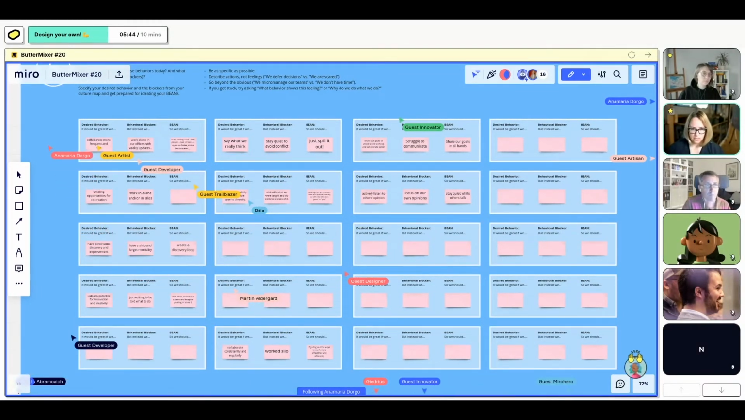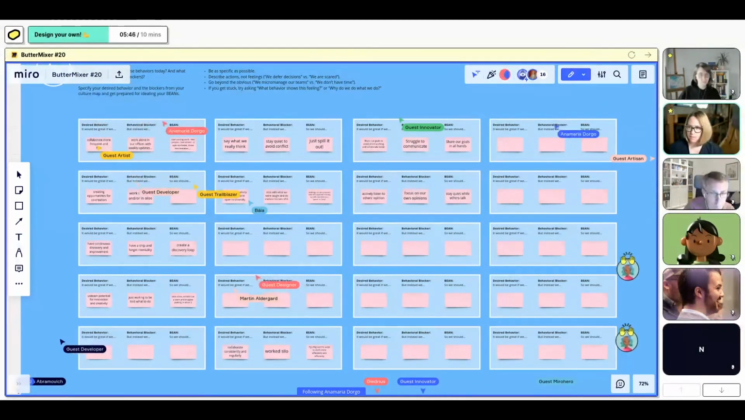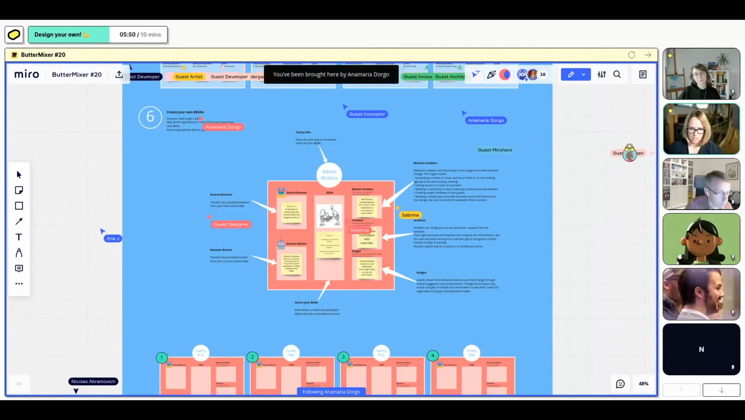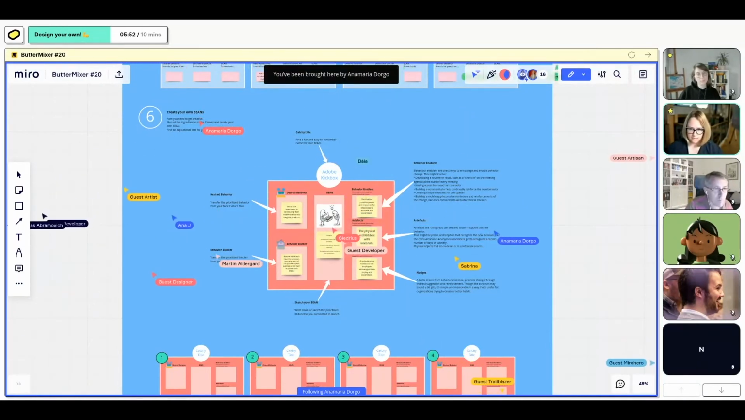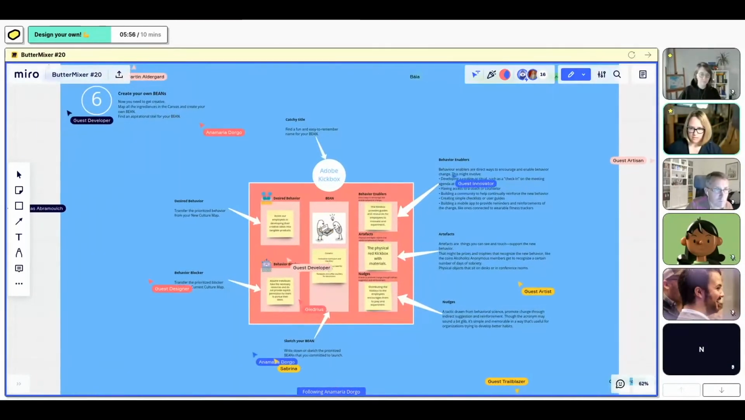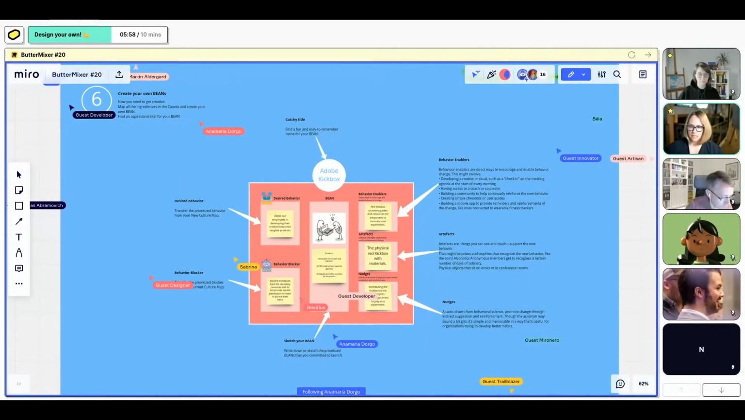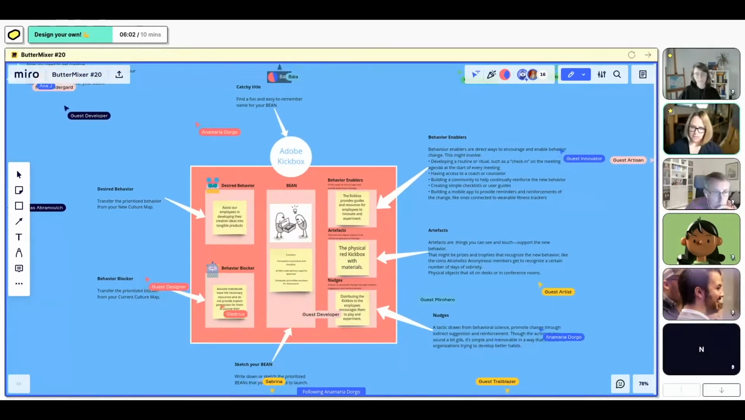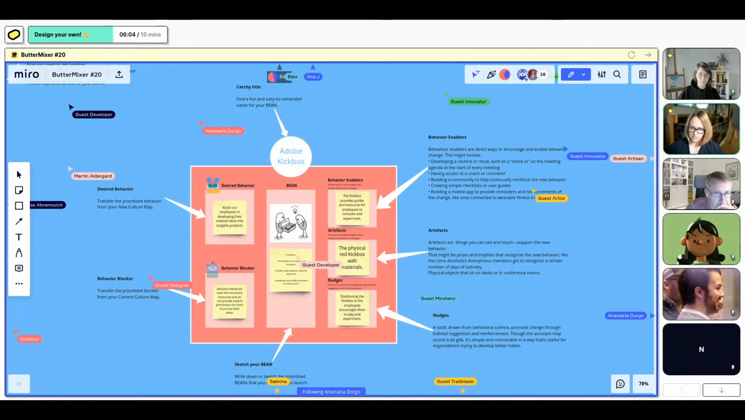Now we go to the last step in our workshop, and this is create your beans. So I don't know if you follow me. Okay. So this is a canvas for how you can create the beans, and I'll go quickly through the different steps. Again, you have the desired behavior. You already filled that out, so you can just add on to that. So what is your desired behavior?